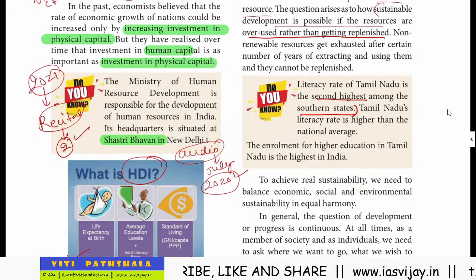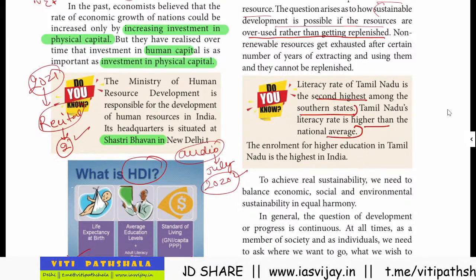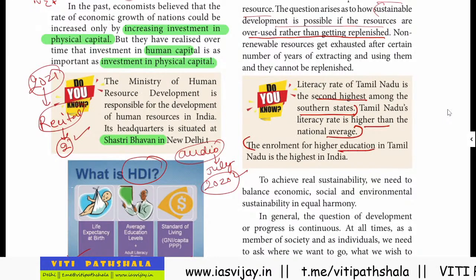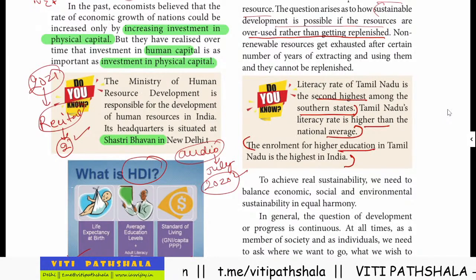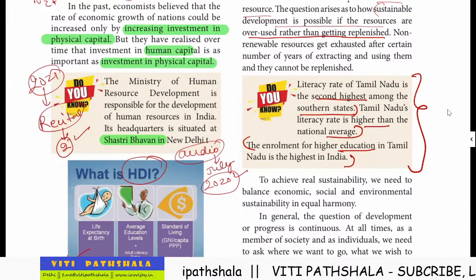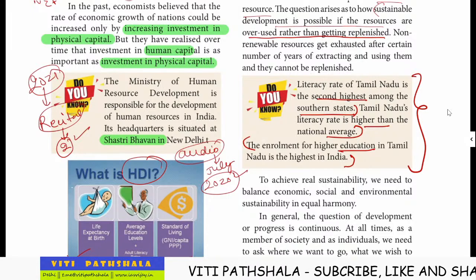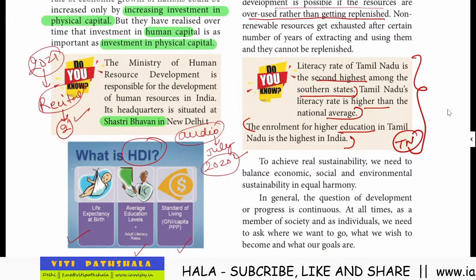Now, the literacy rate of Tamil Nadu is the second highest among the southern states. Tamil Nadu literacy rate is higher than the national average. The enrollment in higher education of Tamil Nadu is the highest. So this data is for only those people who are appearing for the Tamil Nadu exams.